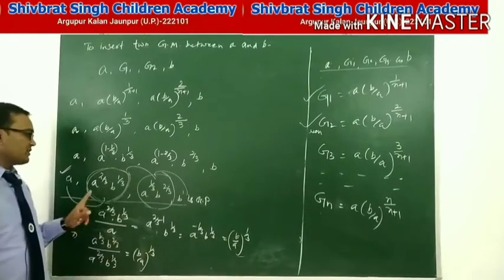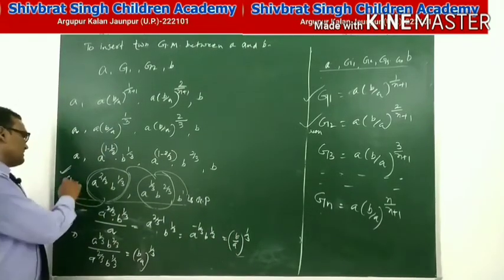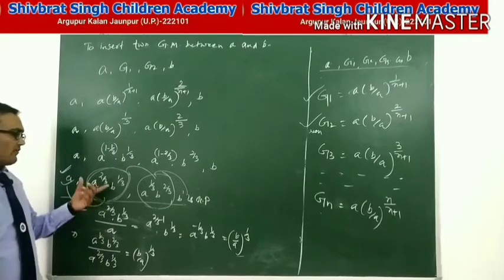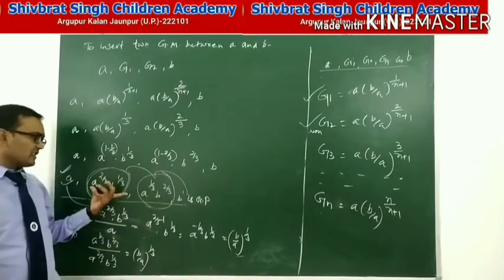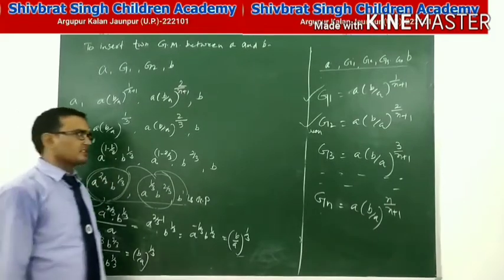Here the common ratio is equal, hence this is the GP. The first geometric mean is this and the second geometric mean is this. This concept is understood by the given examples.